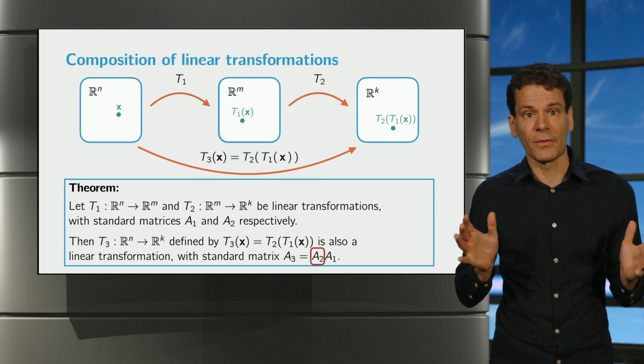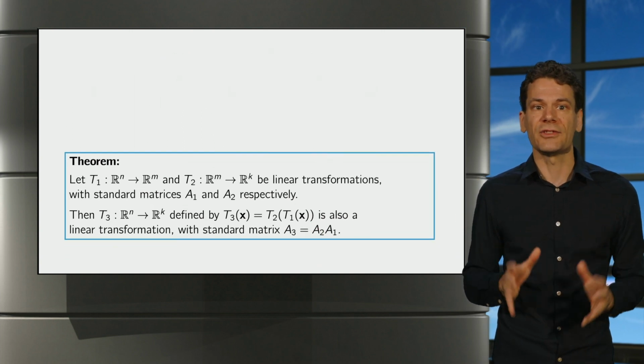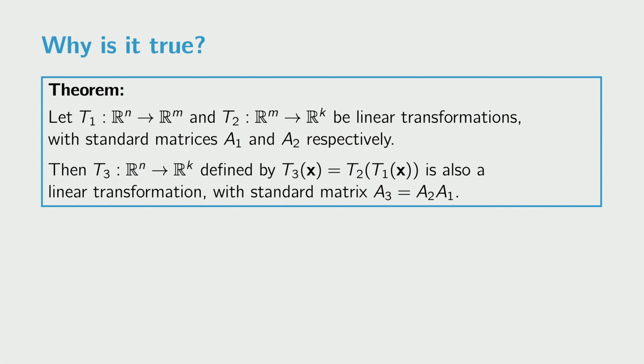I will illustrate the theorem with an example later in the video, but first I would like to show you why it is true. By definition, applying T3 to vector x is the same as first applying T1 to x and then T2 to the result. Using the standard matrices of T1 and T2, we can translate this to matrix multiplication. First multiply x with A1 and then multiply the resulting vector with A2. Make sure that you multiply from the left.